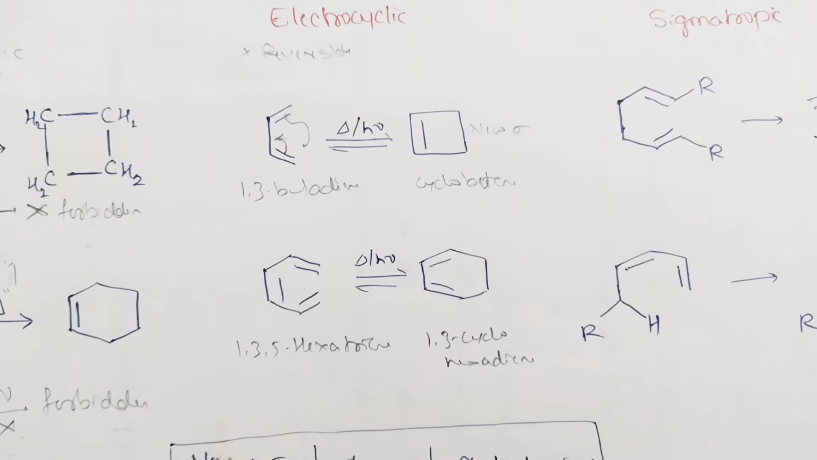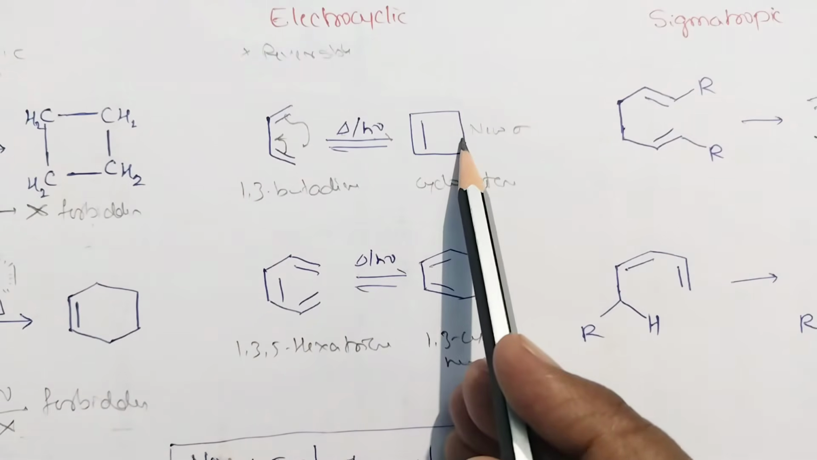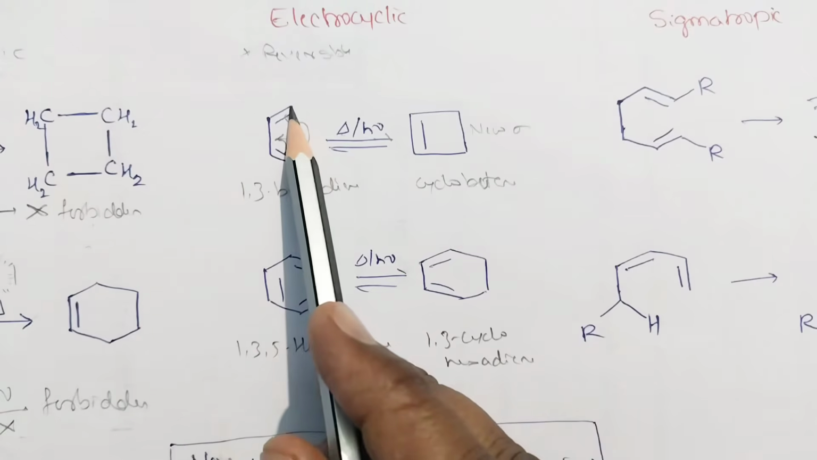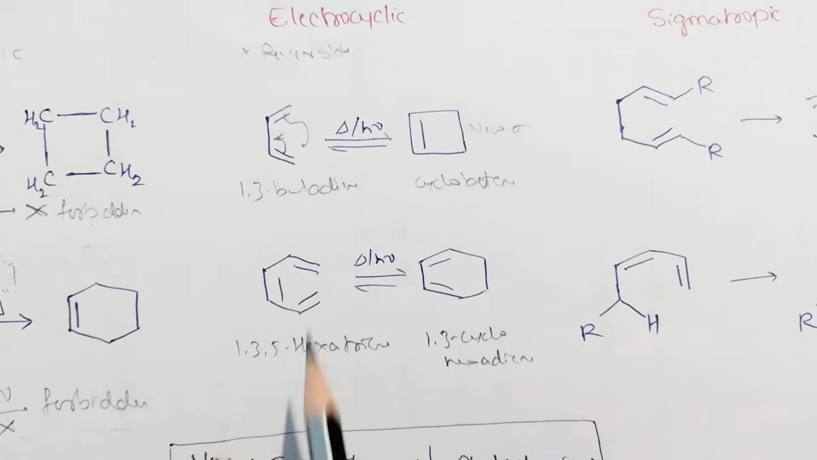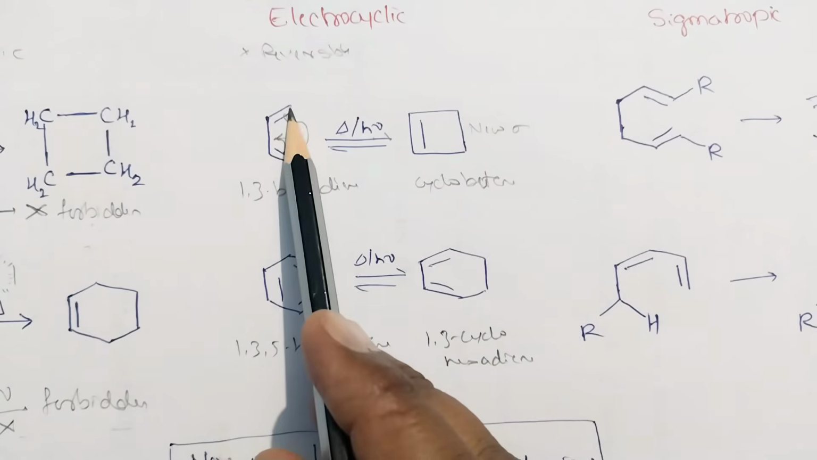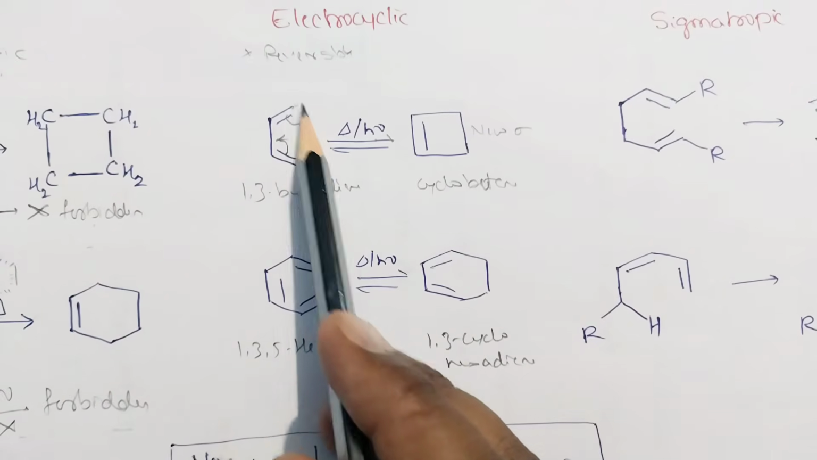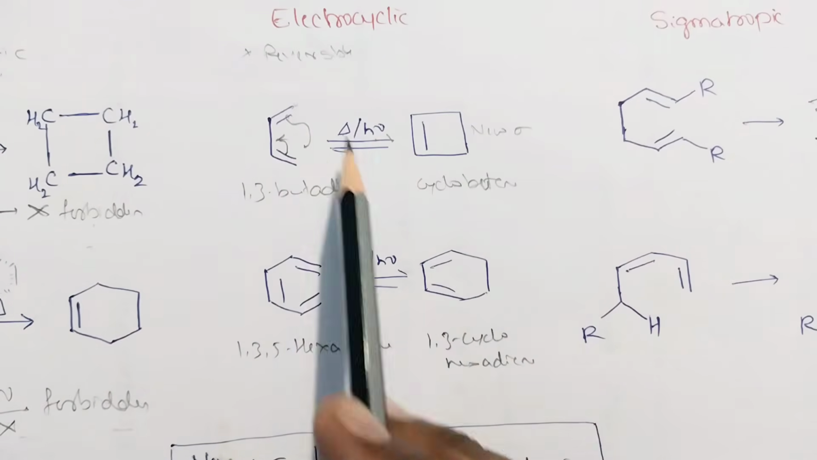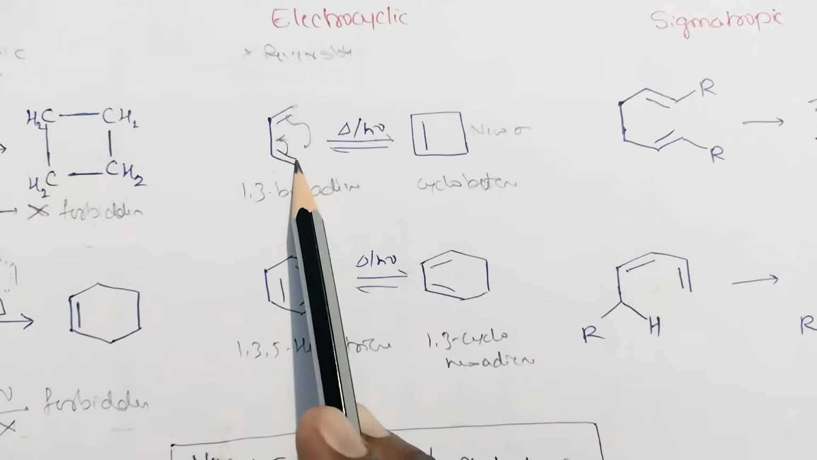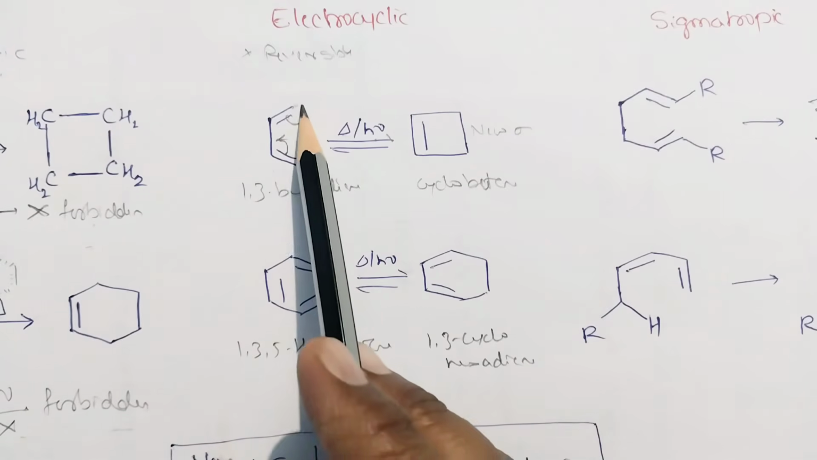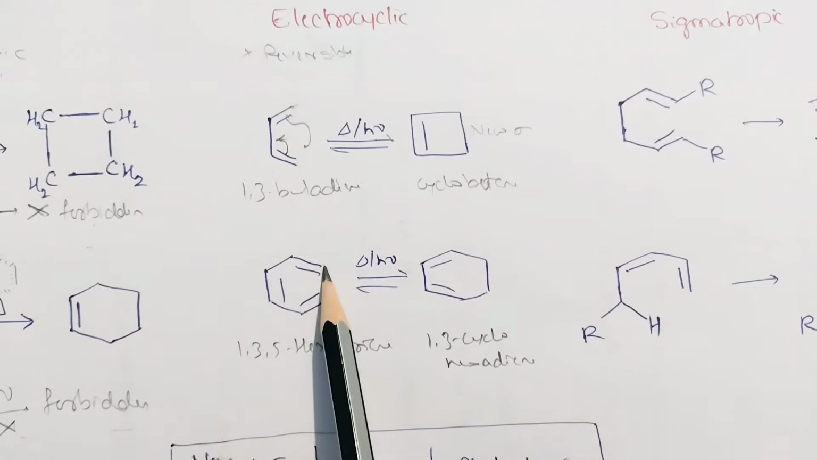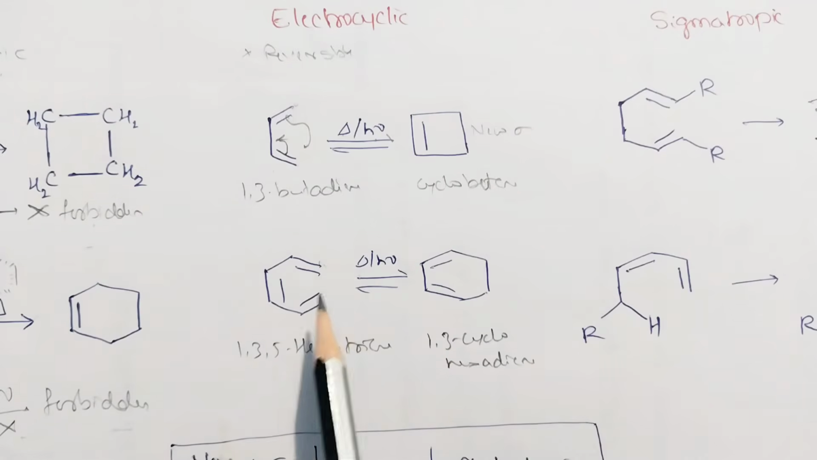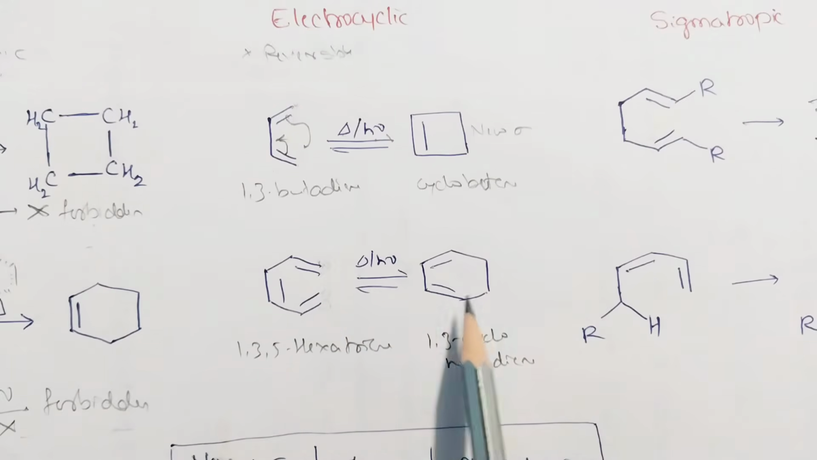But another concept is conrotation and disrotation, meaning the formation of this sigma bond by the rotation of the p orbitals of these carbon atoms. When the p orbitals of these carbon atoms rotate to form this sigma bond, the rotation of these p orbitals is important, then only you can form the sigma bond here.